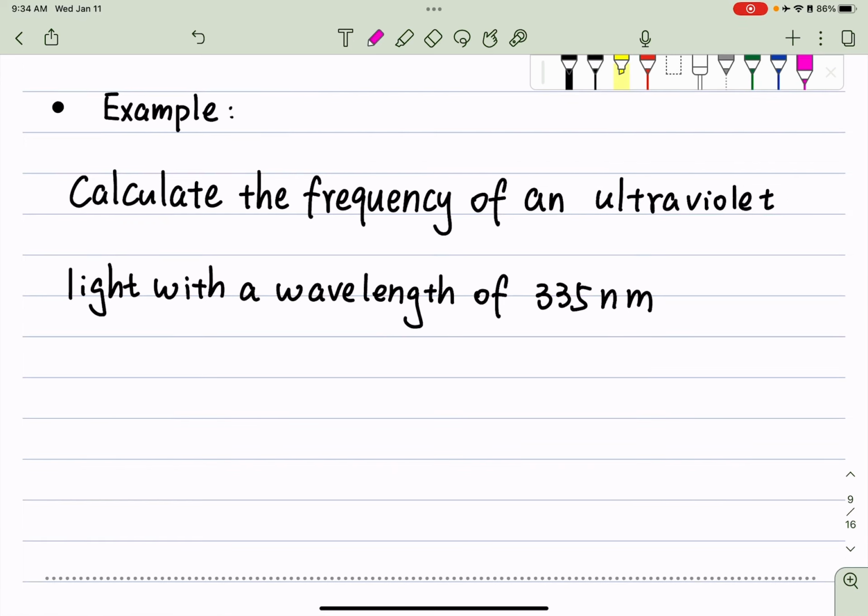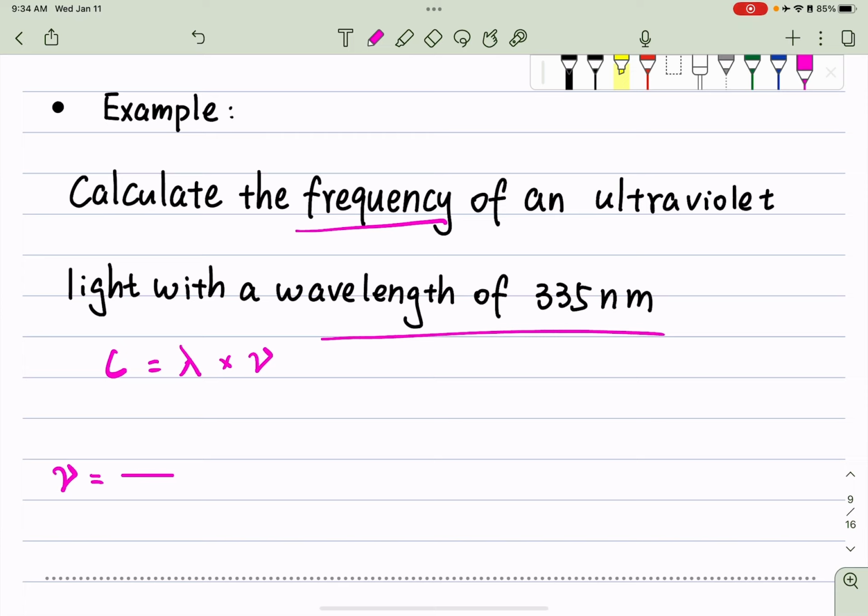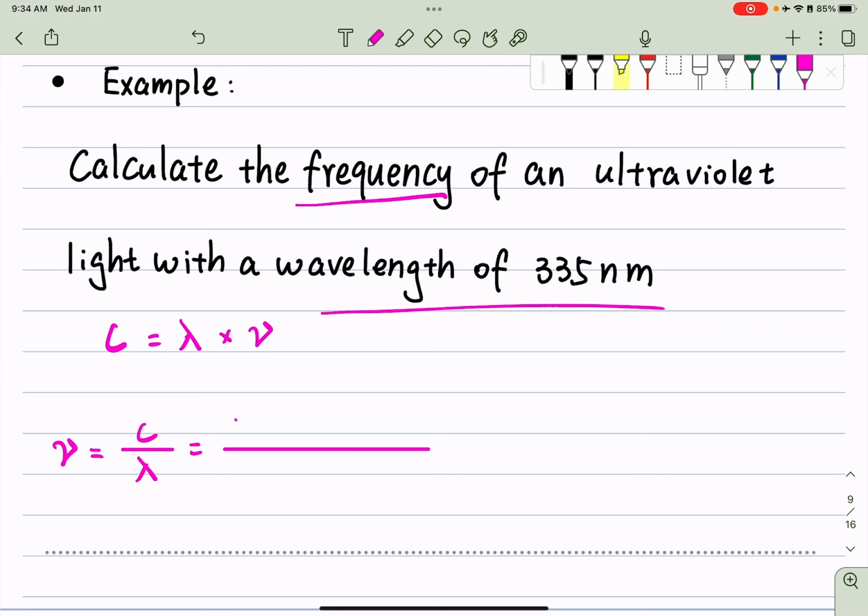So the equation we'll be using is c equals lambda times nu. This question is asking for the frequency given the wavelength. So what we have is frequency equals the speed of light divided by lambda. And plugging the numbers, the speed of light is roughly 3.00 times 10 to the 8th meter per second over 335 nanometer. And we know 1 nanometer is 10 to the -9.